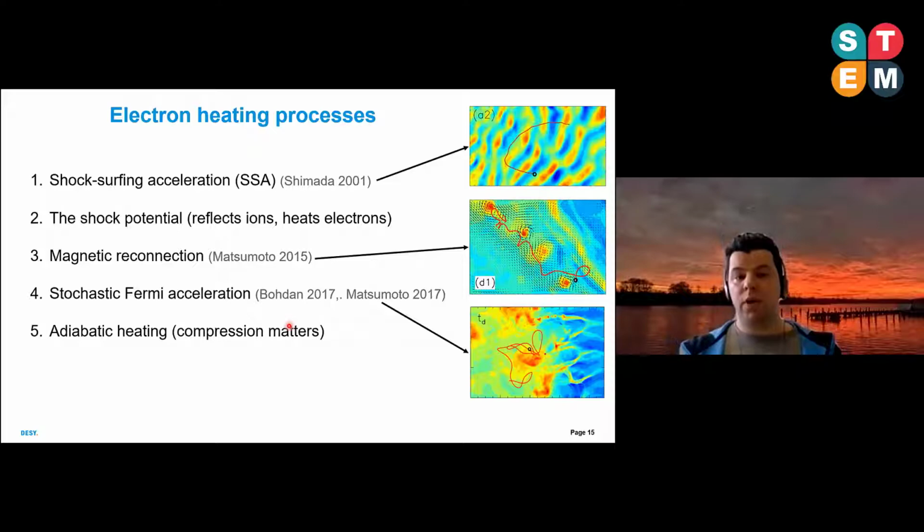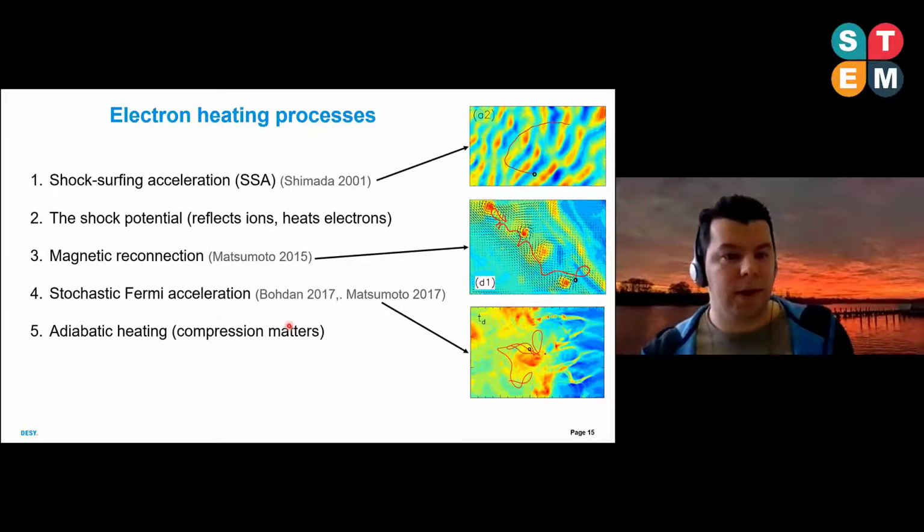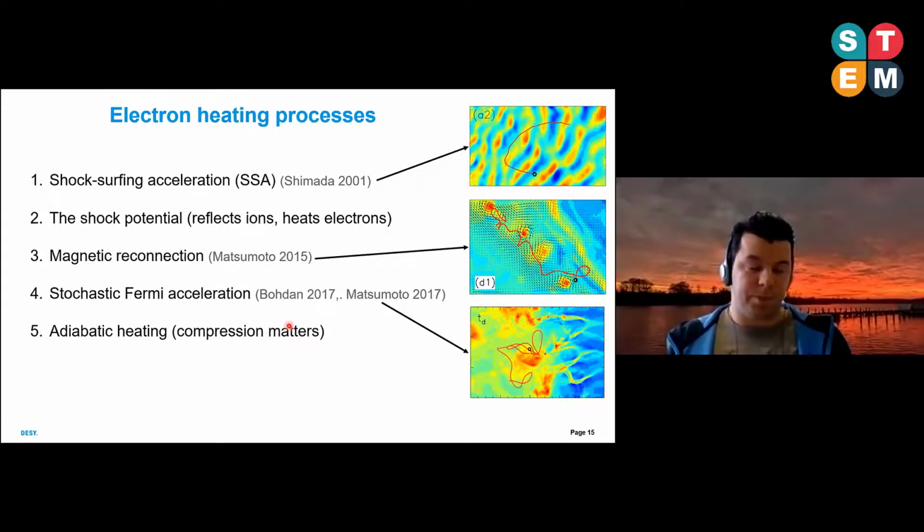First of all, we found 5 heating processes responsible for the electron heating. This is shock surfing acceleration by the Bohdan instability. Here in the shock front, we have electrostatic instability, which can accelerate electrons by trapping them, or it can heat electrons just by scattering. Then you have a shock potential, which reflects ions back. I mentioned it at the beginning, but at the same time, it can heat electrons.